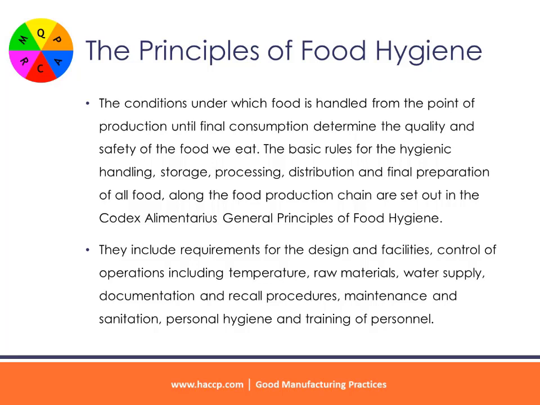The conditions under which food is handled from the point of production until final consumption determine the quality and safety of the food we eat. The basic rules for the hygienic handling, storage, processing, distribution and final preparation of all food along the food production chain are set out in the Codex Alimentarius General Principles of Food Hygiene. They include requirements for the design and facilities, control of operations including temperature, raw materials, water supply, documentation and recall procedures, maintenance and sanitation, personal hygiene and training of personnel.